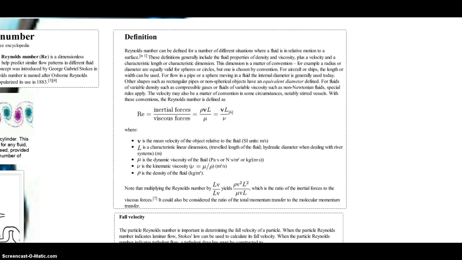Reynolds number can be defined for a number of different situations where a fluid is in relative motion to a surface. These definitions generally include the fluid properties of density and viscosity, plus a velocity and a characteristic length or characteristic dimension. This dimension is a matter of convention. For example, a radius or diameter are equally valid for spheres or circles, but one is chosen by convention.